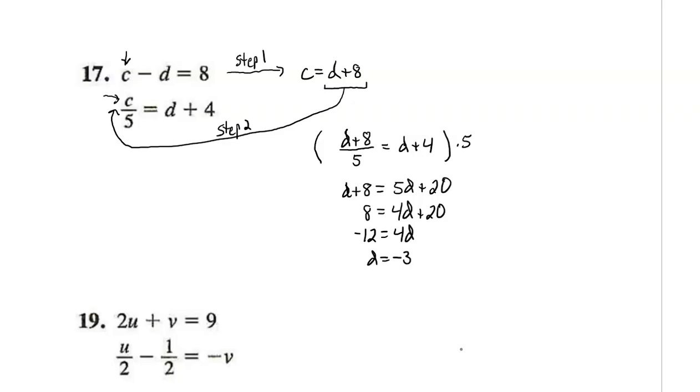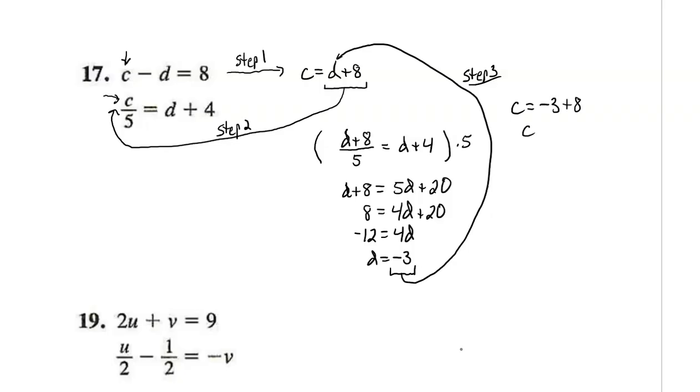Now take the answer, negative 3, and substitute. Where should you put it? Well, we were just working with the second equation, so we're going to substitute into the first equation, right there. And this will be step 3. C is equal to negative 3 plus 8. So C is equal to 5. Our ordered pair in alphabetical order is 5, negative 3.